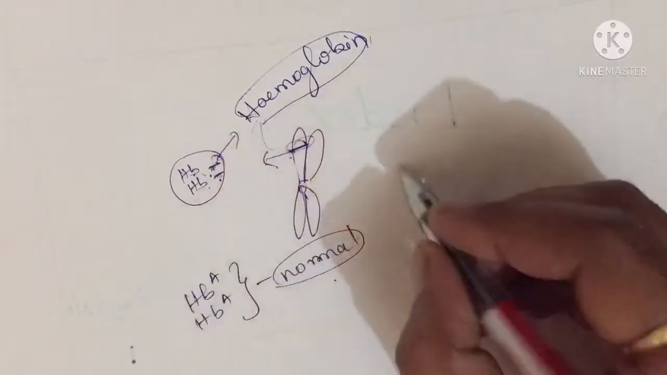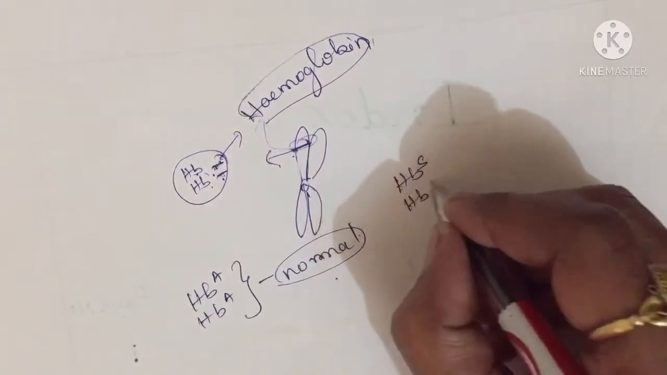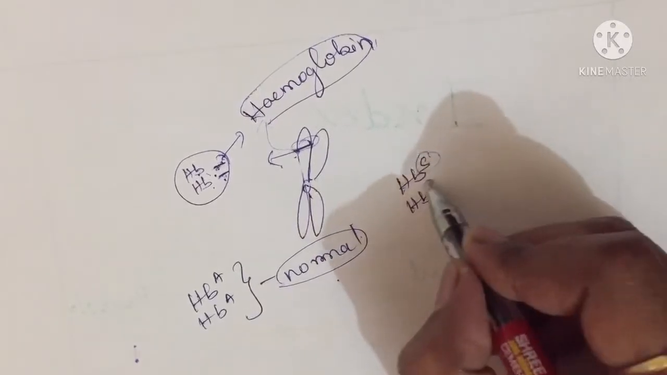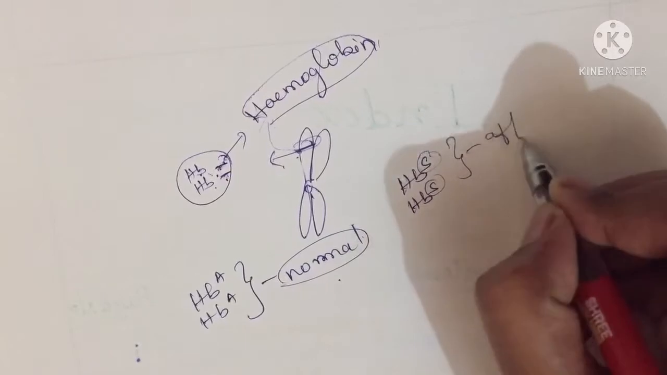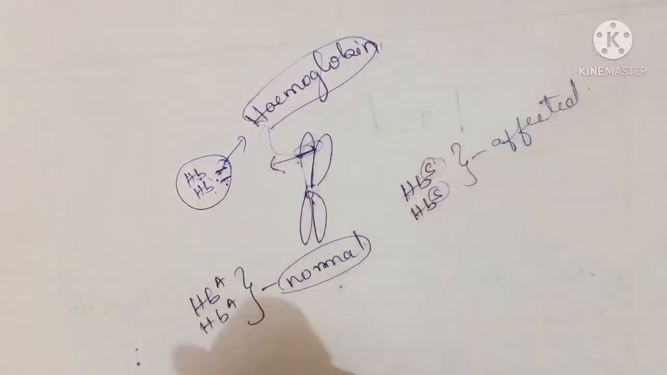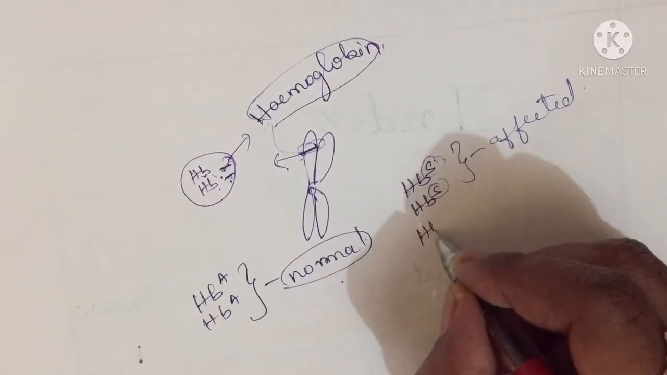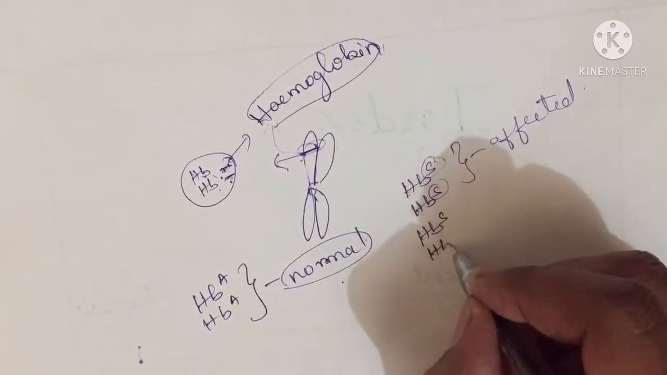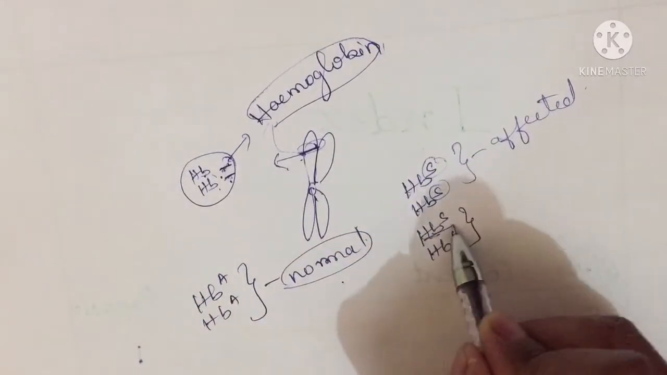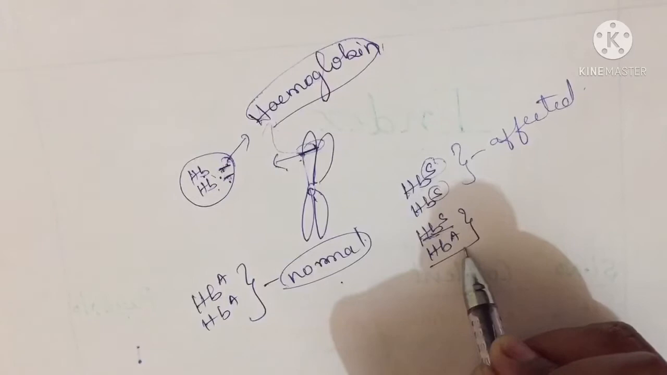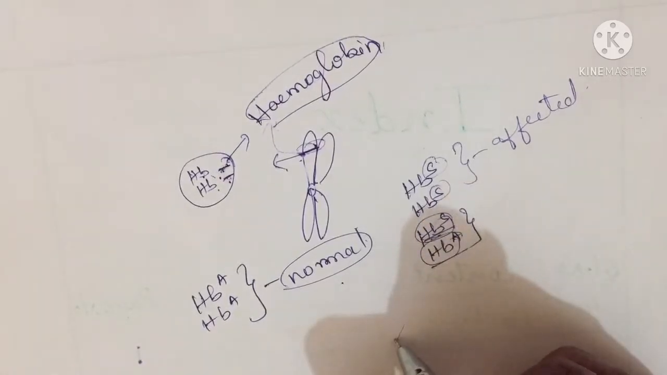If the alleles are in this condition, HbS, HbS, now S represents sickle cell anemia here, which means it is abnormal. This one is an affected individual. If we have this condition, HbS and HbA, one allele is sickle cell and the other allele is normal.